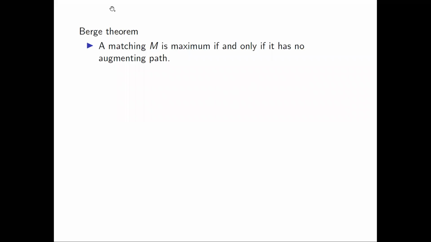And this is the statement of Berge's theorem / lemma. A matching M is maximum. So just to emphasize here, maximum we're talking about, maximum, not maximal. So this is more exciting than maximal, it's maximum. So the matching is maximum if and only if it has no augmenting path.